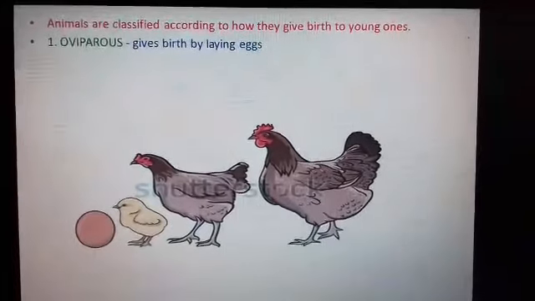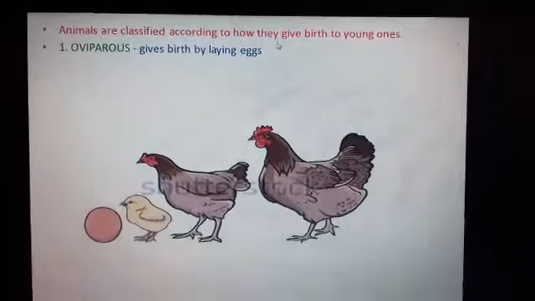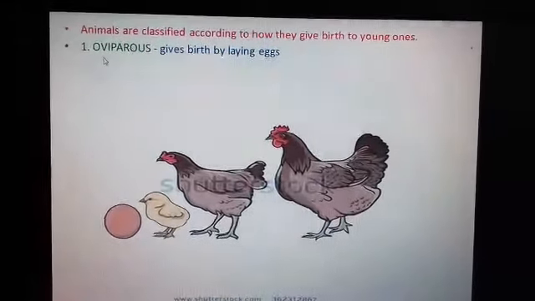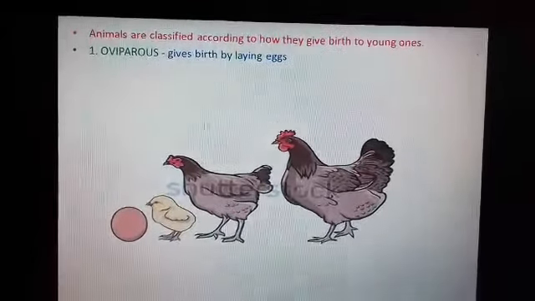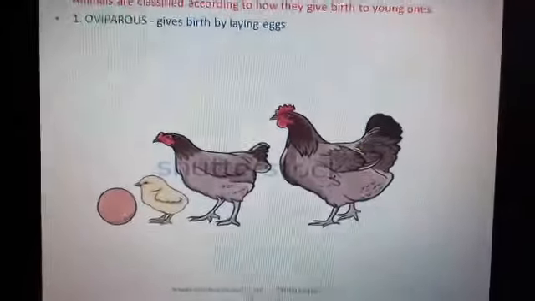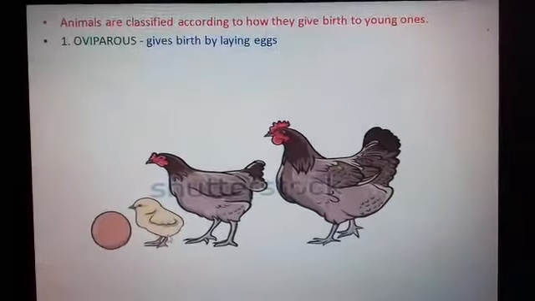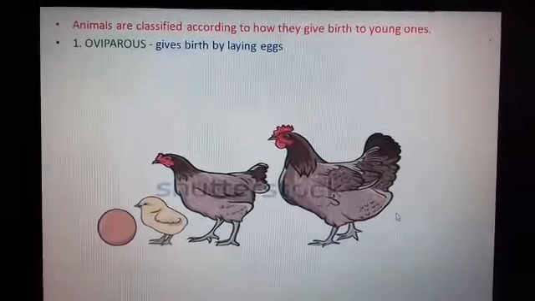Next one, let us see how animals are classified according to how they give birth to young ones. So there are three types. Oviparous, which give birth by laying eggs. See, this is a picture of a hen. You know already, birds lay the eggs and it hatches and develops into an adult.